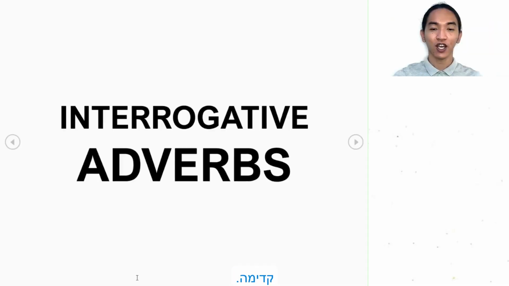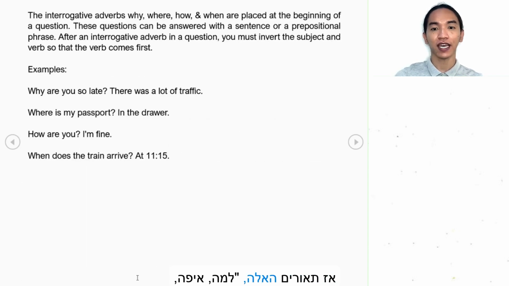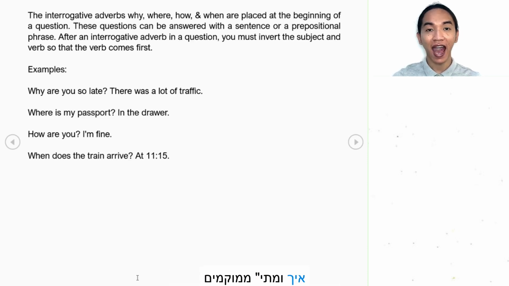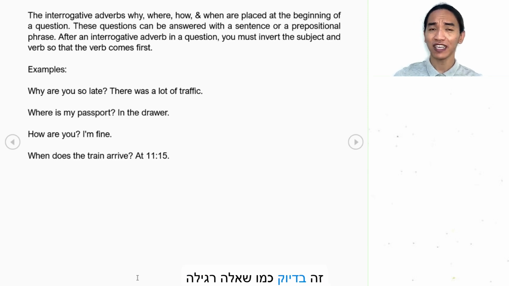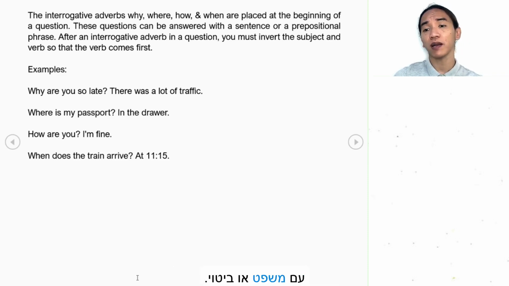Let's go. So for today, let's go ahead and talk about interrogative adverbs. From the word itself, interrogative, as we know, means question words, or asking questions. So these adverbs, why, where, how, and when, are placed at the beginning of a question. So this is just like a regular question that we make. These questions can be answered with a sentence or a prepositional phrase. So it really depends on you how you are going to answer these questions.